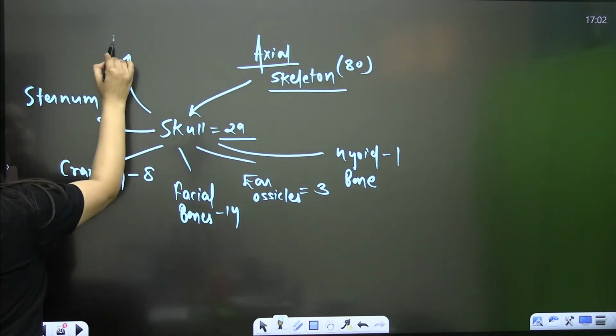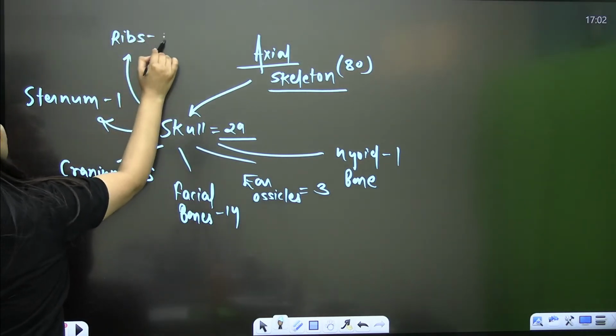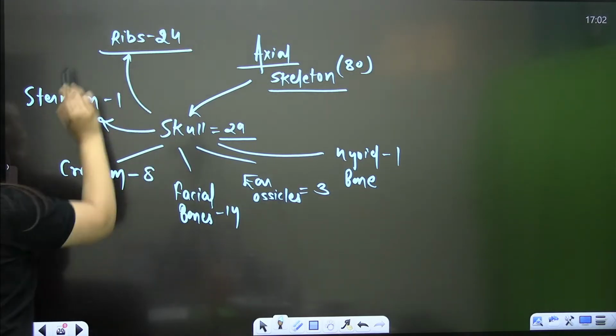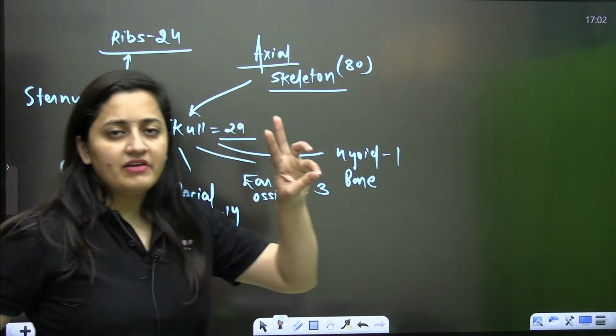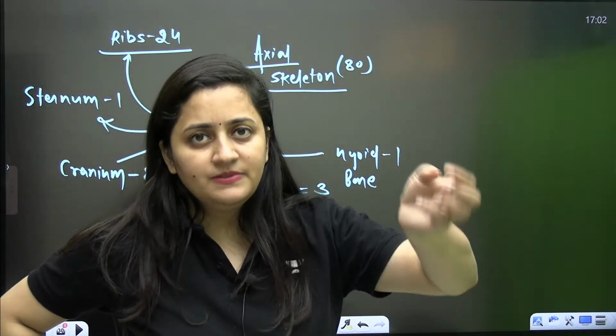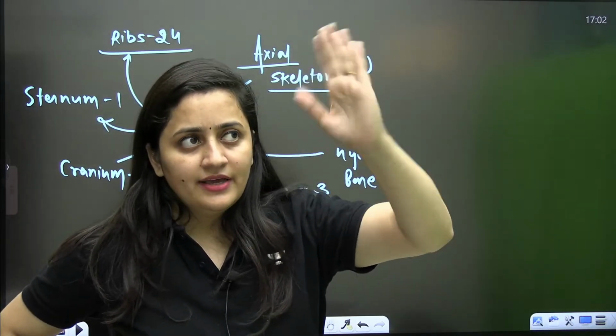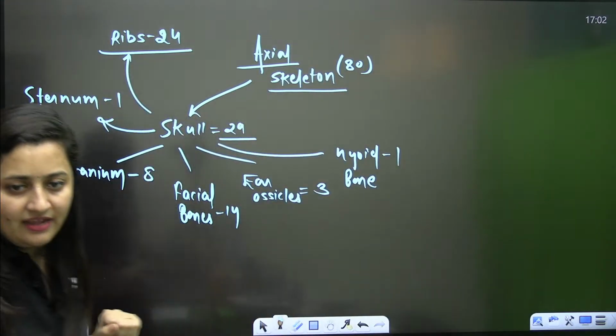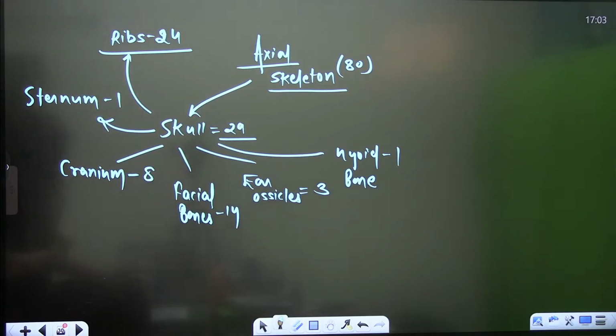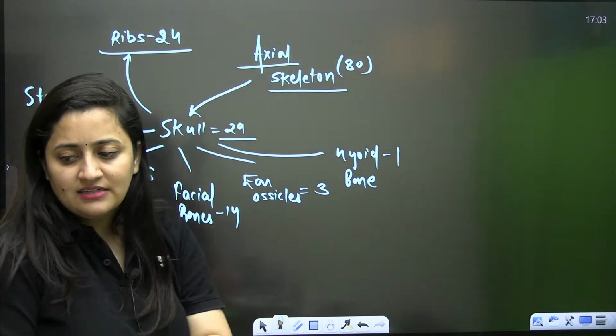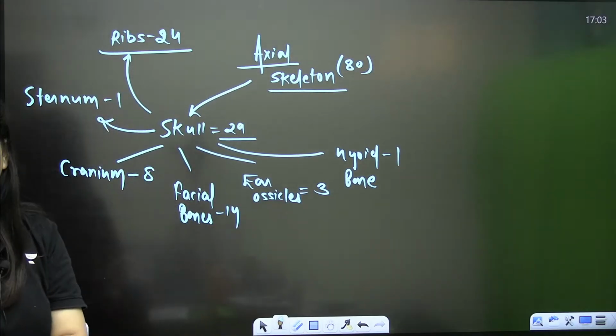1. And the ribs, 24. The first 7 pairs are true ribs, 8th, 9th, 10th are false, and 11th, 12th are floating.